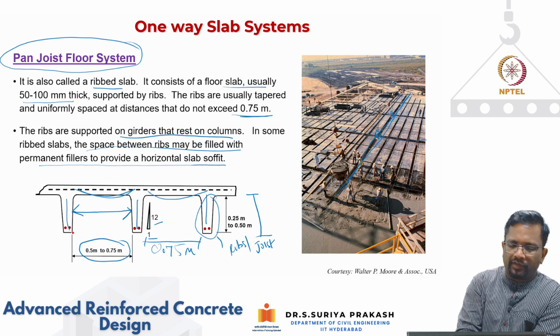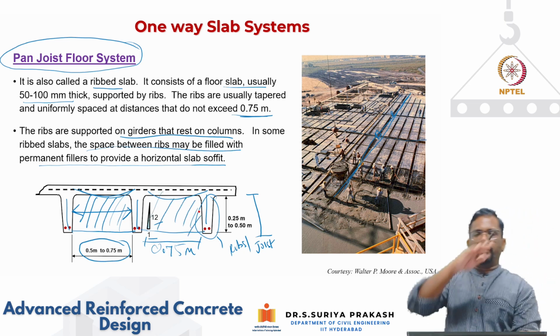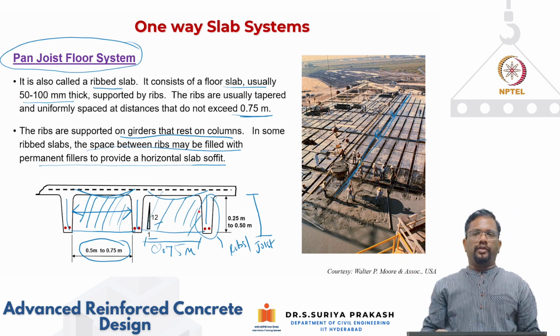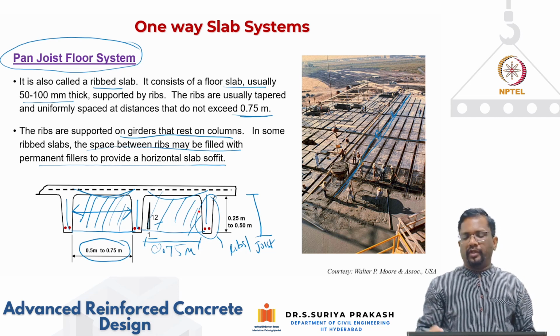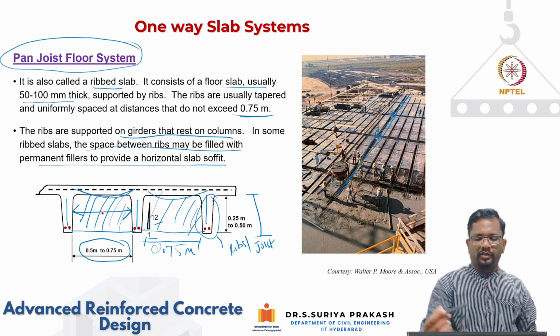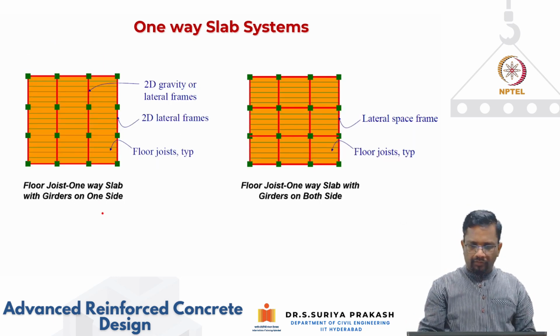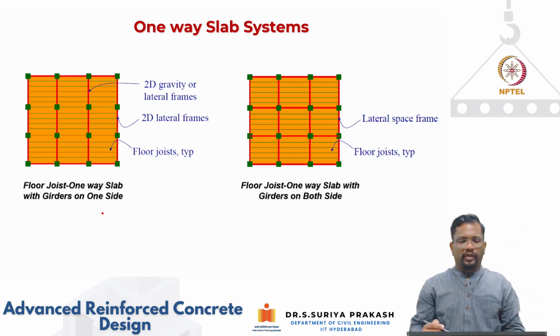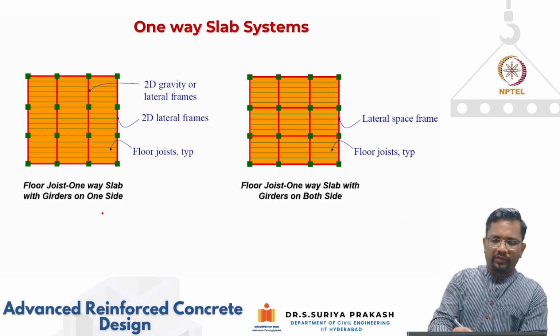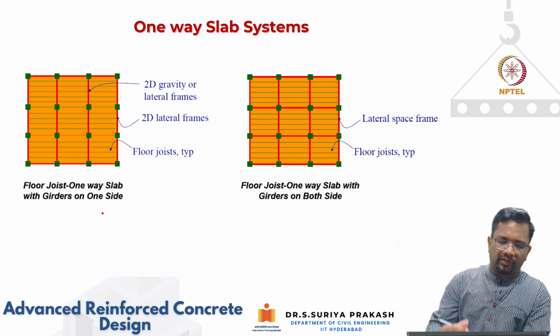So basically what we are telling you is, in the space between the joists, you can create some kind of a false ceiling like this, so that you can create a horizontal solid slab. That is purely for architectural or aesthetic reasons, but it is not really mandatory to fill the space. Now let's look at it. So again, floor joist, you can have systems like this.